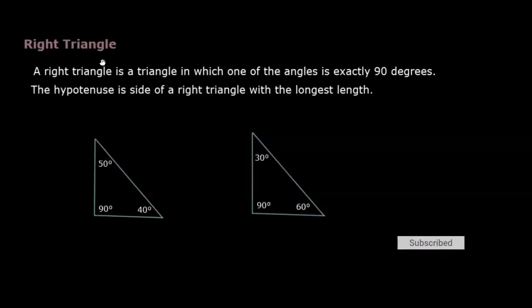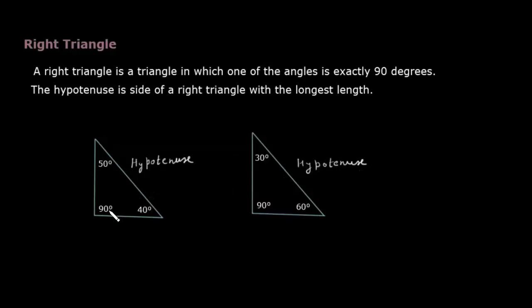And now right triangle. A right triangle is a triangle in which one of the angles is exactly 90 degrees. As shown here, one of the angle is 90 degrees. Side opposite to 90 degree angle is called hypotenuse. In this case, side opposite to 90 degree angle is a hypotenuse, and this is the longest side of the right triangle.